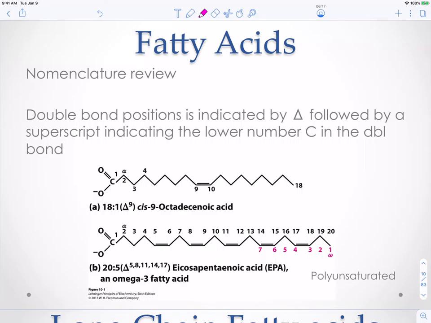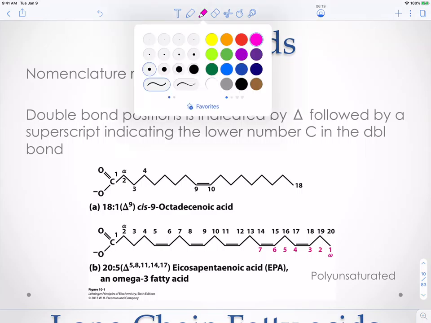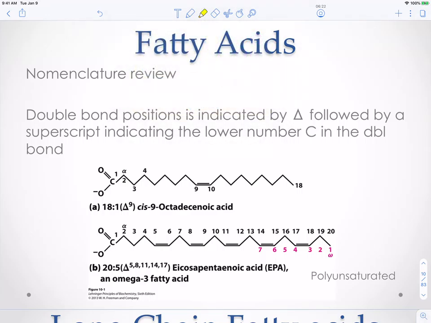Now, when you have a double bond, you are going to denote that with a delta sign. However, you still have to denote that with this nomenclature. So this 18-1 means there is one double bond.